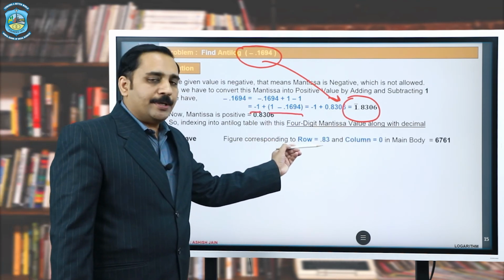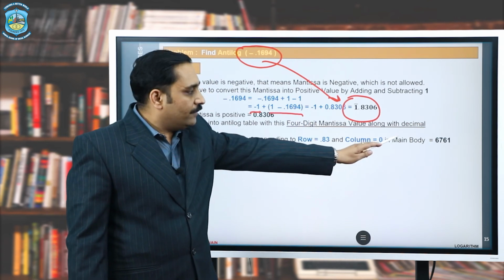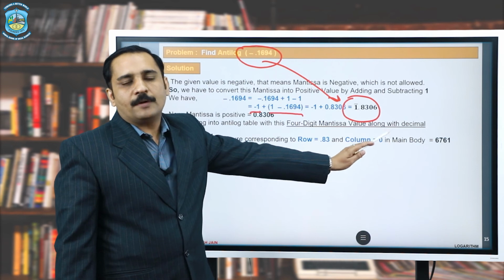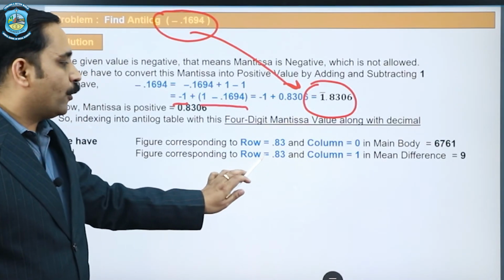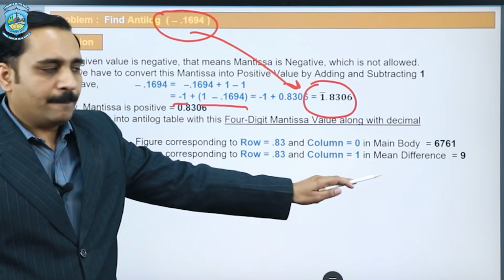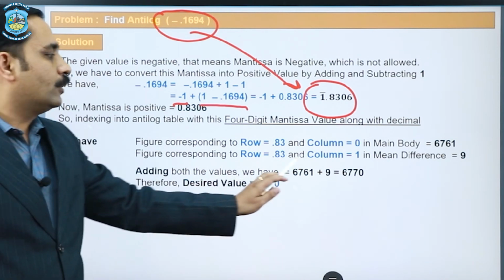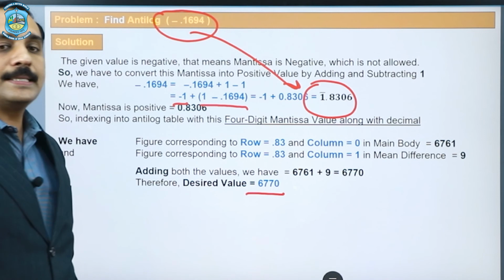Here, corresponding to row number 0.83, column number 0, in the main body we have the value 6761 from the anti-log table. Next, continuing in the same row, row number 0.83, column number 1, the mean difference value is 9. We have to add these two values. It gives 6770. This is called the desired number or desired value.